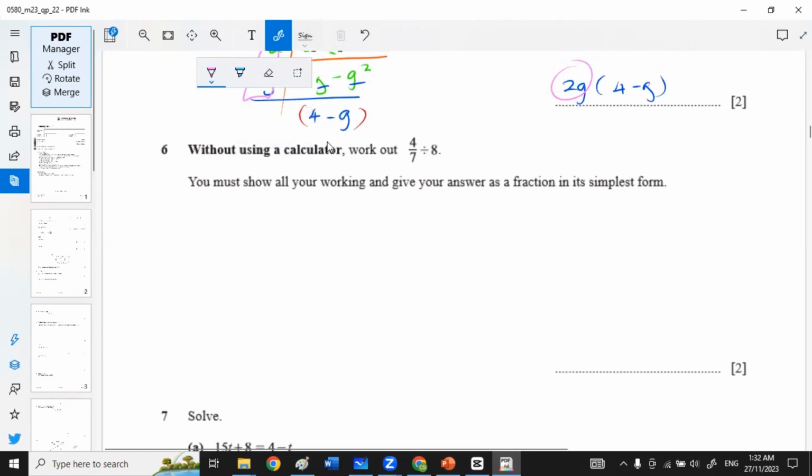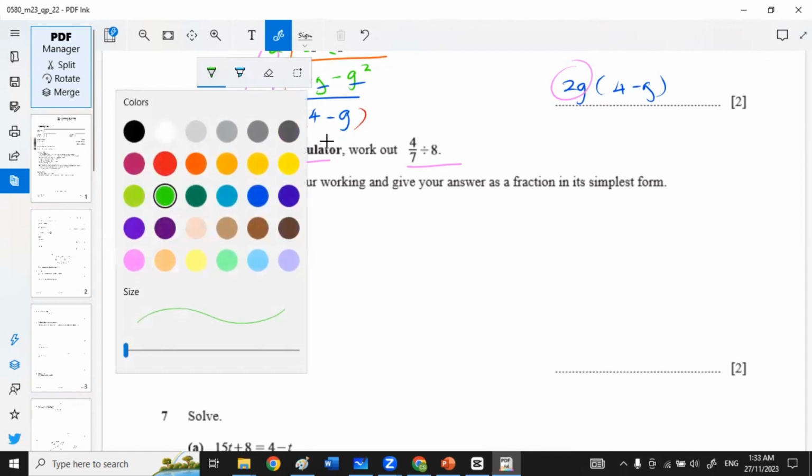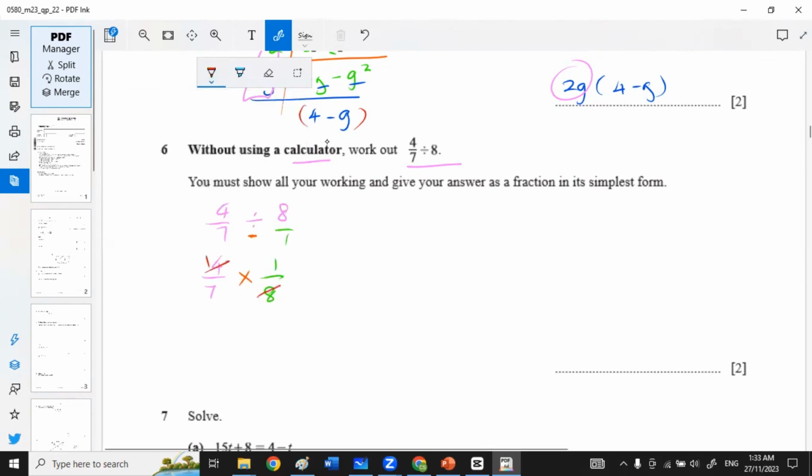Number 6. Without calculator, work out this. Okay, 4 over 7 divided by 8. So to divide, first we change the divide into times, and then we flip. This is over 1, so it's 1 over 8. And then you can simplify. If you can, then that will give you 1 times 1 over 7 times 2 equal to 1 over 14.